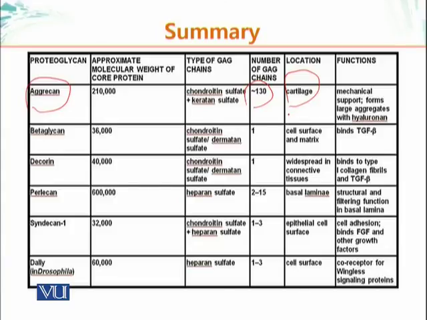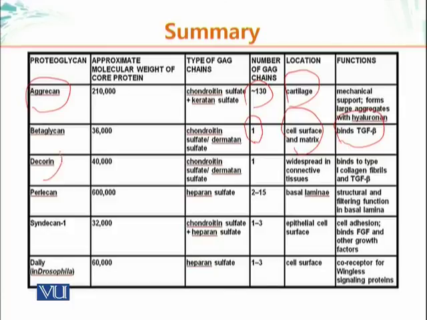Betaglycan: the approximate molecular weight of the core protein is 36,000. Types of GAGs, chondroitin sulfate and dermatan sulfate. The number of GAG chains is 1. Remember, we initially said that in order to be a proteoglycan, the molecule has to have at least one GAG chain attached to a core protein. So this molecule qualifies. They are present on the cell surface, and this binds TGF-beta and presents it to the receptor and also functions as a reservoir of TGF-beta.